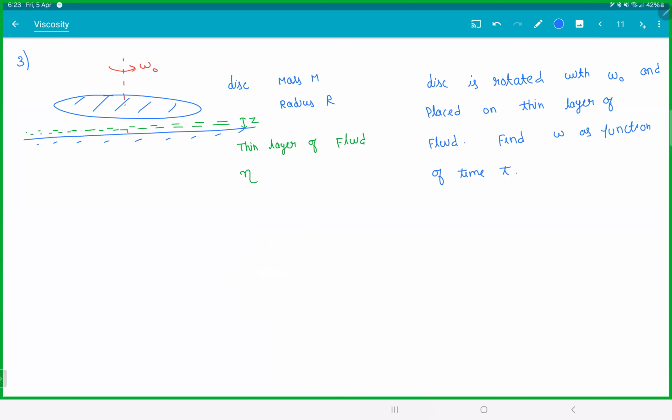Try that for the next question. You want? I can make this more deadly. Instead of this question, I'll just say like this: there's a cylinder like this, there's a liquid in this gap, find omega as a function of time t. You'll be dead. So let's focus on the subject.